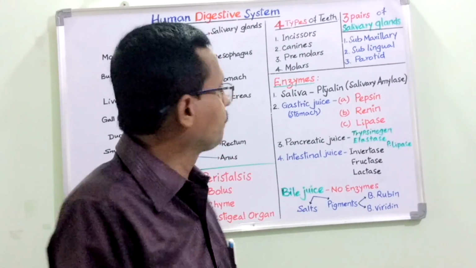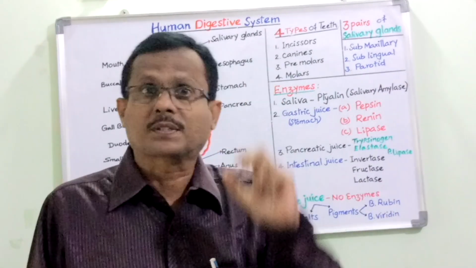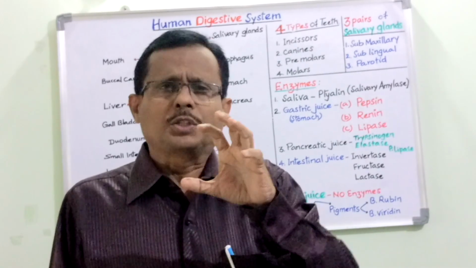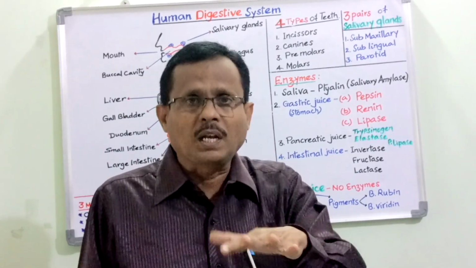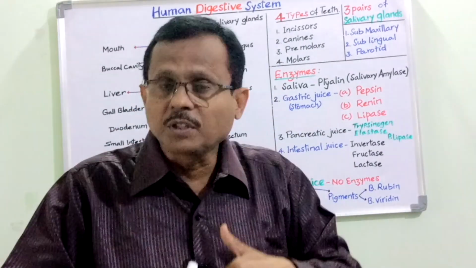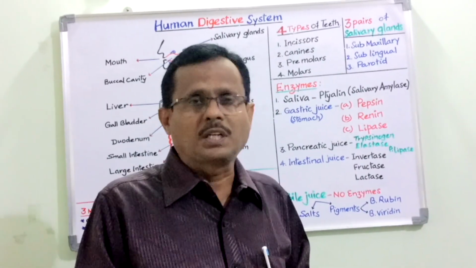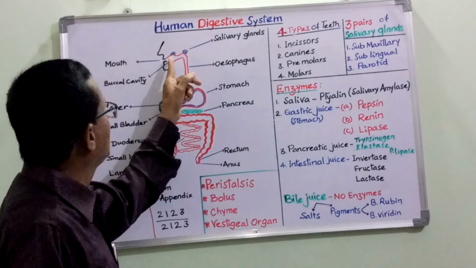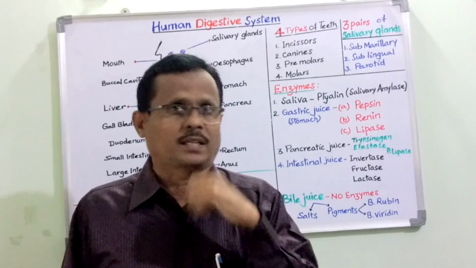At the same time, in the mouth itself, we have 3 pairs of salivary glands. These salivary glands are just beautiful glands which help in the process of digestion, as well as the movement of the food into the body, further into the alimentary canal. These salivary glands are 3 pairs in number. The first one is submaxillary. Then second, sublingual. Lingua means tongue.